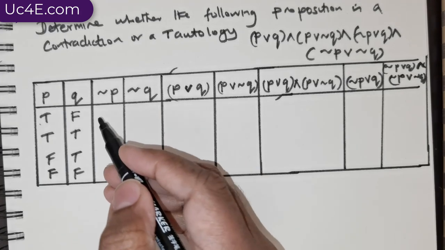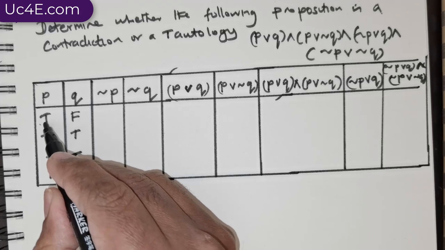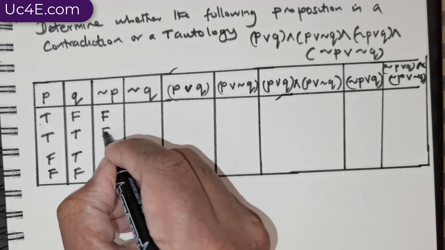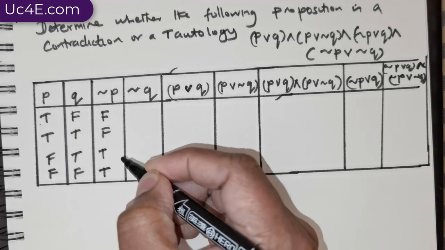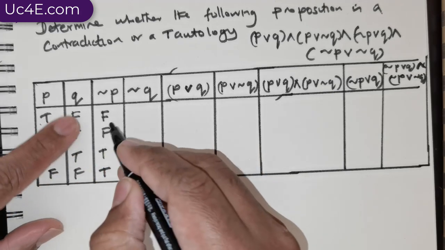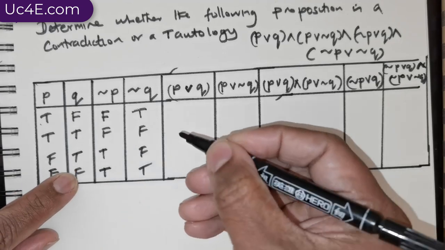So we start off with the negation of P. Whatever you see here, you reverse it. This is F, F, this is T, and this is T. And negation of Q, whatever you see here, you reverse it. T, F, F, and T.